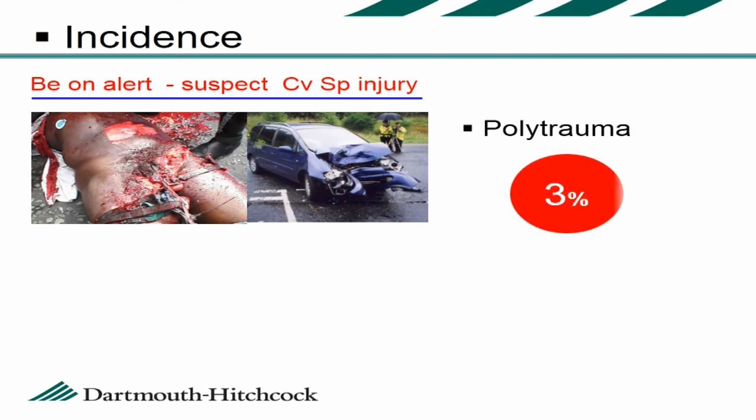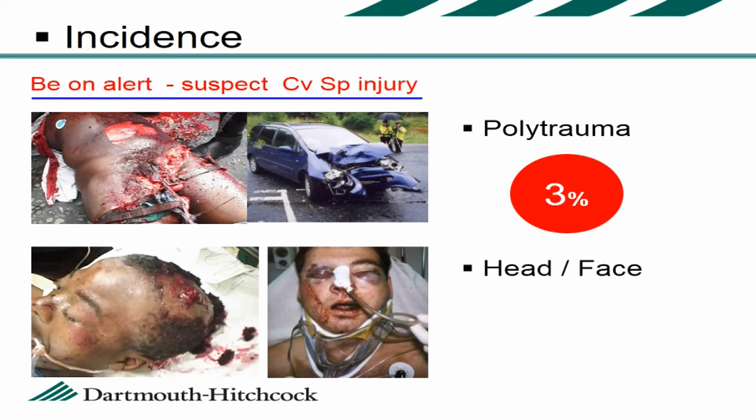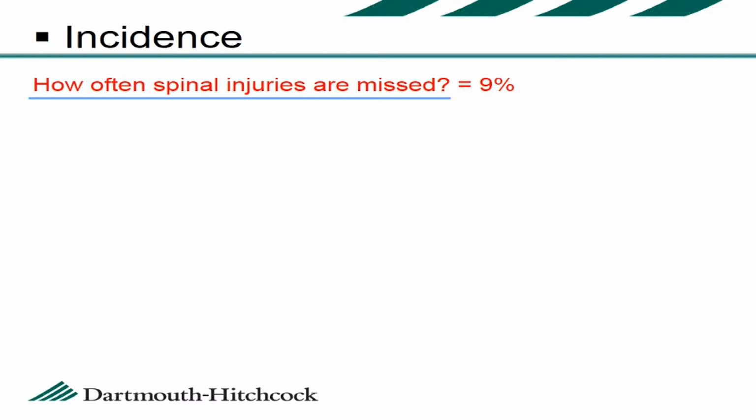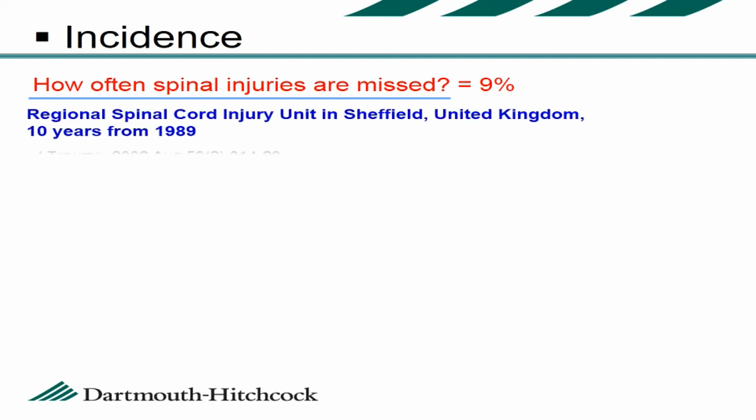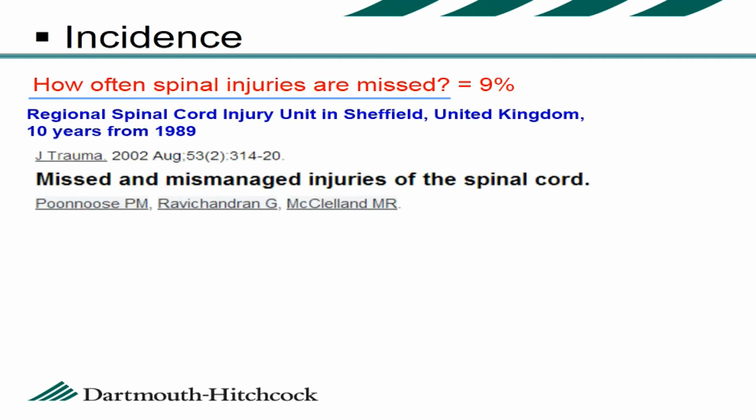So be on guard, so that you don't move anything. If the history is massive, a major accident, polytrauma, the chance of having a serious neck injury is 3%. And if it involves head injury or facial injury, it's even more. Almost 1 in every 10 persons will have a cervical spine injury. So don't spare any time to evaluate.